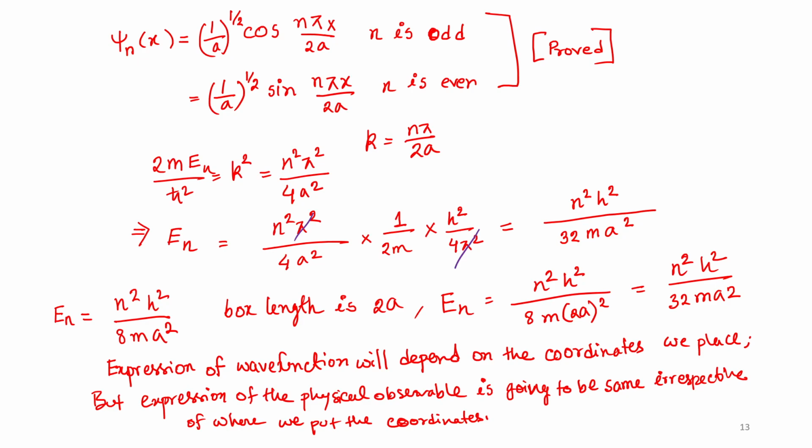So what we know is that the wave function bears all the information, and we need to put appropriate operators on it to extract the information. So when we put the operator on, even though they are different expressions of the wave function, they will lead to the same values of energy or the same values of physical observables. So that is the take home message from this numerical.